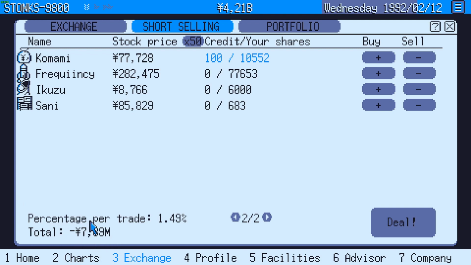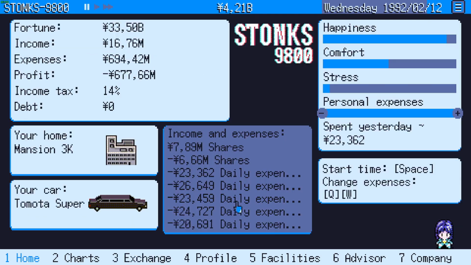But that's why the accounting lesson was a little bit important, because this is from the perspective of the broker, the person who is loaning you the shares. When we make this deal, we will actually gain 7.89 million, but we're going to have to pay it back to the broker. So we're gambling on a stock that we think is going to fall in price, so we don't have to pay as much as we initially get loaned, that 7.89 million, therefore making a profit. So we're going to take this deal. So boom, we've taken it.